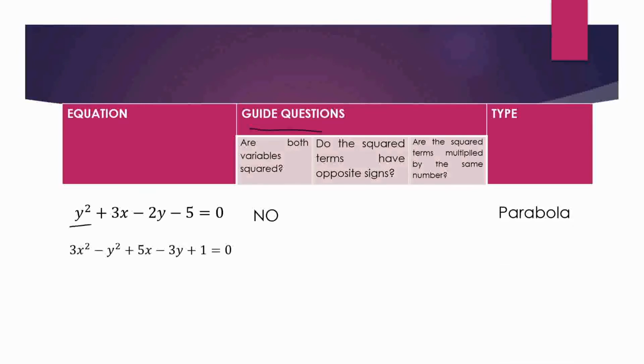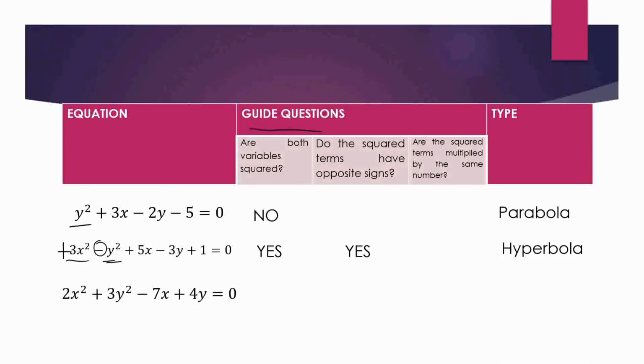So next is 3x squared minus y squared plus 5x minus 3y plus 1 is equal to 0. Are both variables squared? So of course, yes. So 3x squared and y squared. Do the squared terms have opposite signs? Of course, yes. Dahil itong 3x squared ay positive and then yung y squared naman ay negative. So ibig sabihin isa siyang hyperbola.